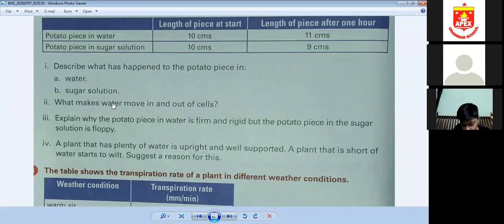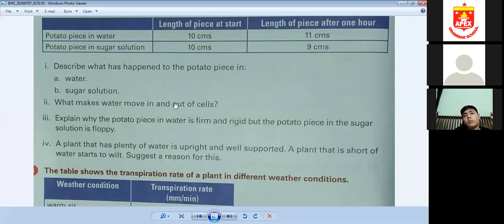Now come to question number 2. What makes water move in and out of cells? Actually, this is the question. Okay. Now I will explain. You also have studied the process of osmosis in your book. It was the movement of water from a region of high water concentration to a region of low water concentration across a partially permeable membrane. This is your answer. This situation happened due to osmosis. Okay, in the chapter we have studied.